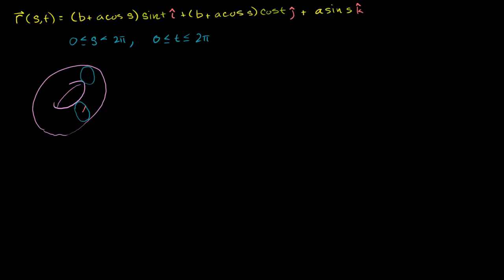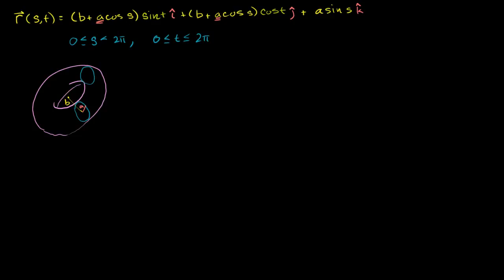And so when we derived this parameterization, a was the radius of these cross-sectional circles. That's what these a terms were. And b was the distance from the center of our torus out to the center of these cross sections. So this was b. You can imagine that b is kind of the radius of the big circle up to the midpoint of the cross section. And a is the radius of the cross-sectional circles.